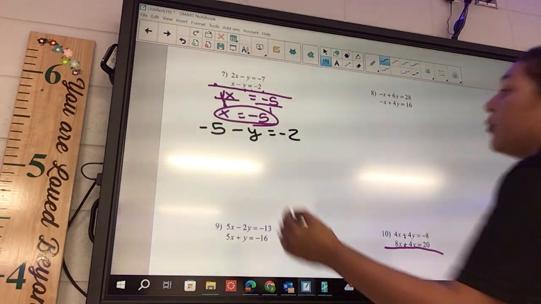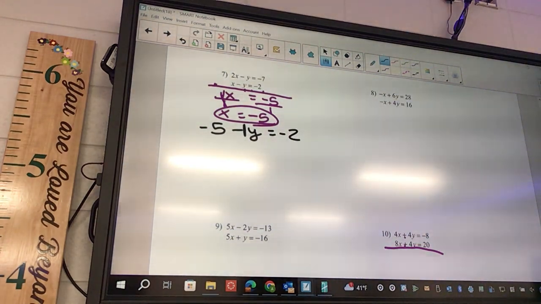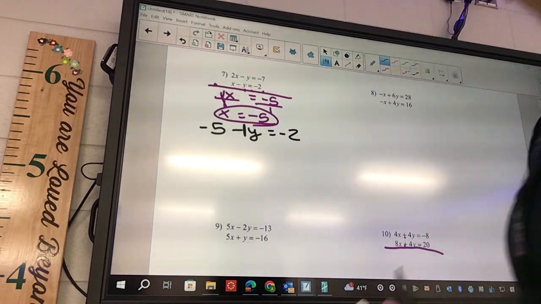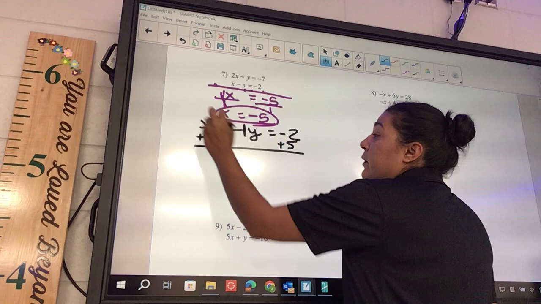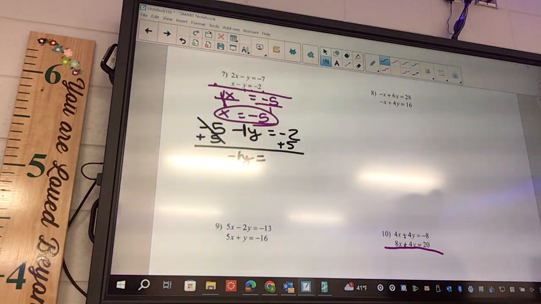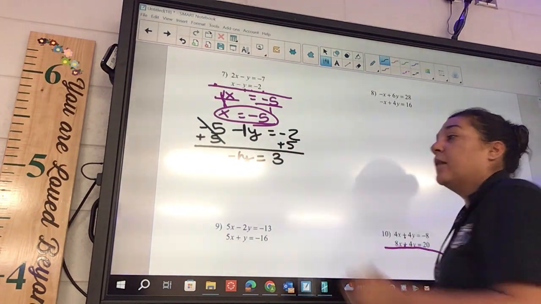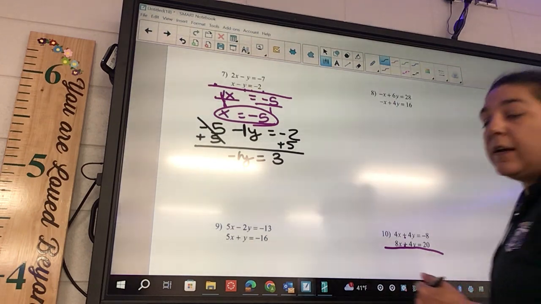Okay, and again, there's a 1 here. Okay, there's a 1 there. So what needs done first? Add 5. So I'm getting -1y equals, well, what is -2 plus 5? 3. And then our last step is always to do what?